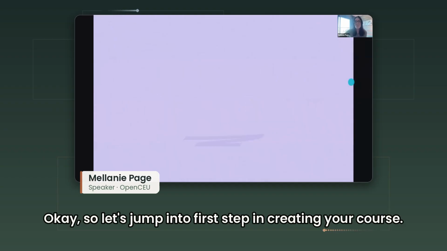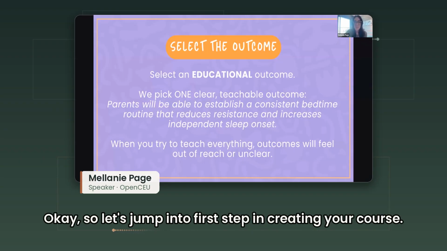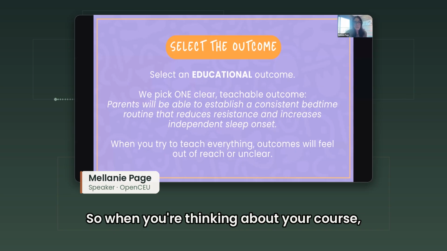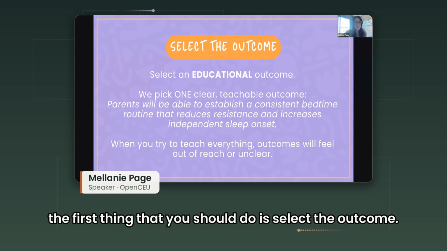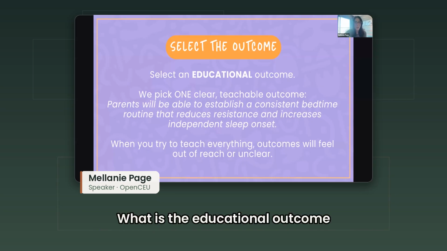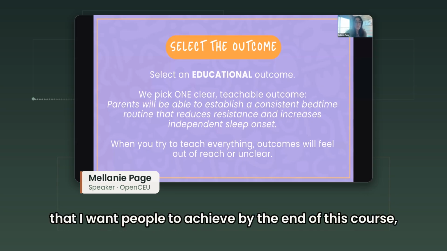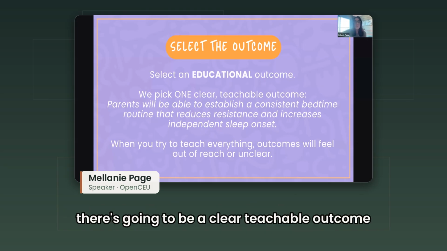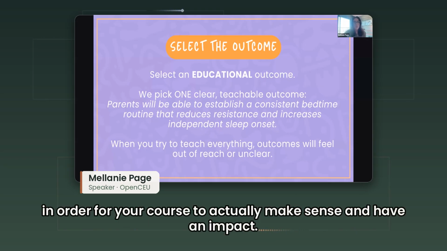Okay, so let's jump into the first step in creating your course, and we're going to start at the end, right? When you're thinking about your course, the first thing that you should do is select the outcome. What is the educational outcome that I want people to achieve by the end of this course? Whether that's an educational course or a transformational course, there's going to be a clear teachable outcome in order for your course to actually make sense and have an impact.